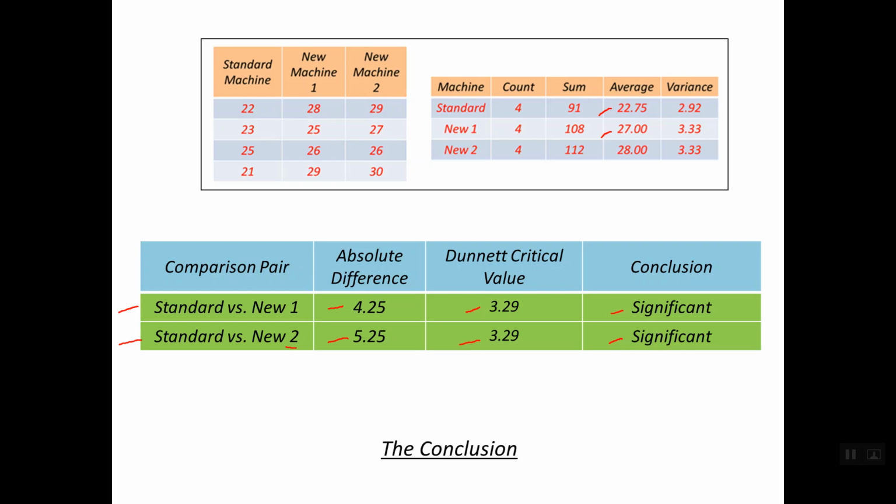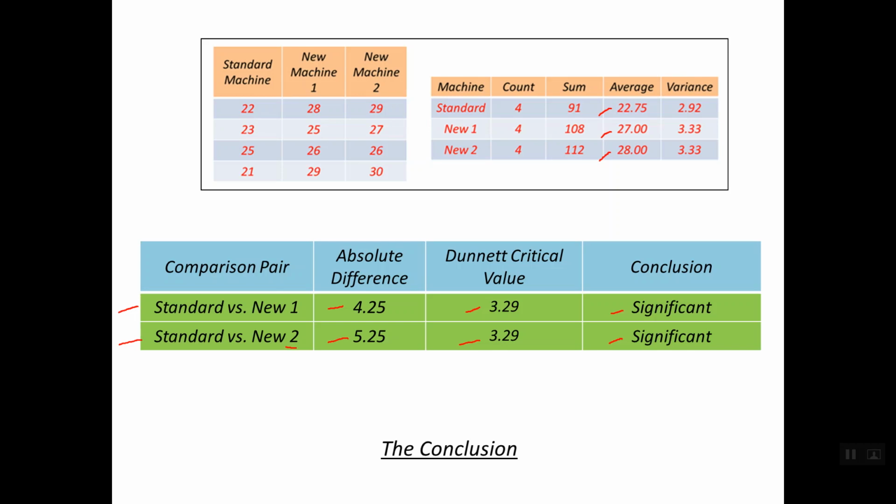Which one is higher? Again, inside the table we have the productivity for the new machine number 2, which is 28. So 28 is greater than 22.75. The conclusion here is that the mean productivity of the new machine 2 is greater than the mean productivity of the standard machine.